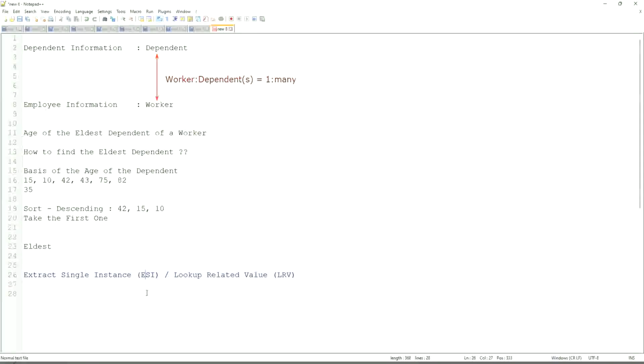ESI will allow you to extract the instance of an object from a related business object based on some criteria. That is what ESI is all about. And once you extract the single instance, one particular occurrence of that particular object, then you look up another value related to that using an LRV.